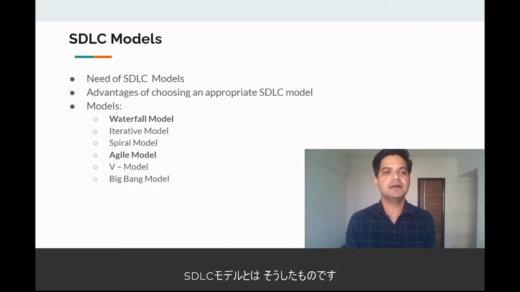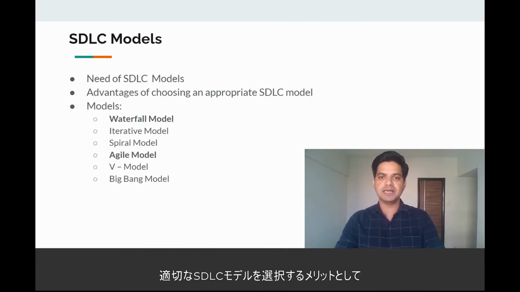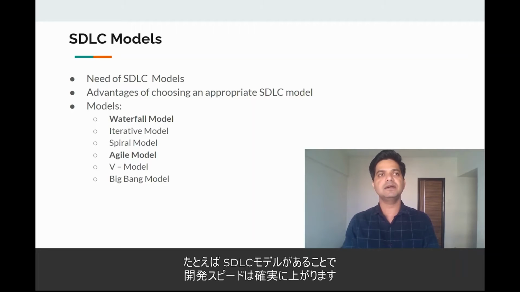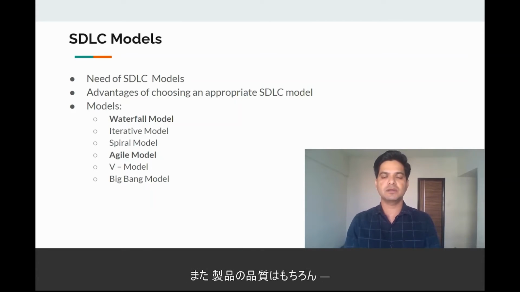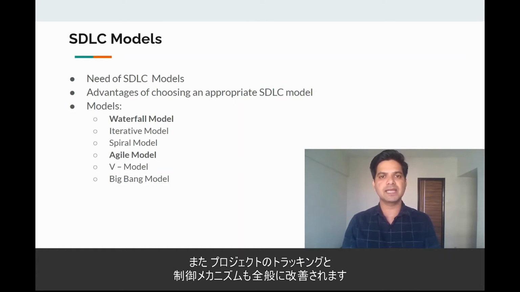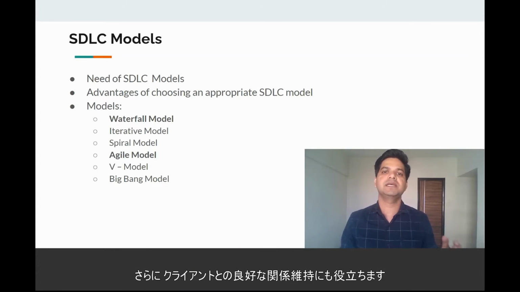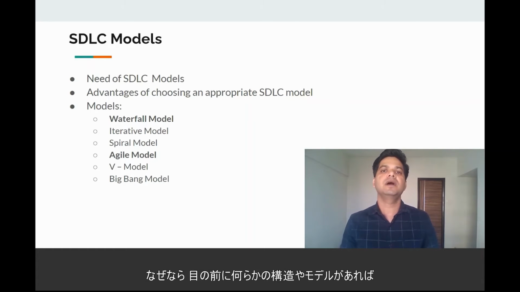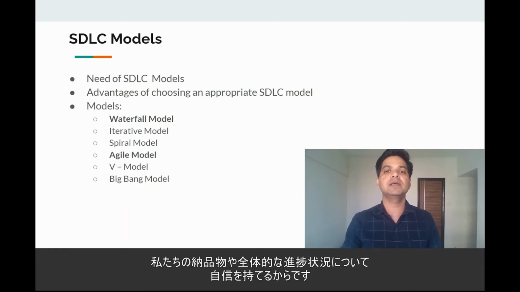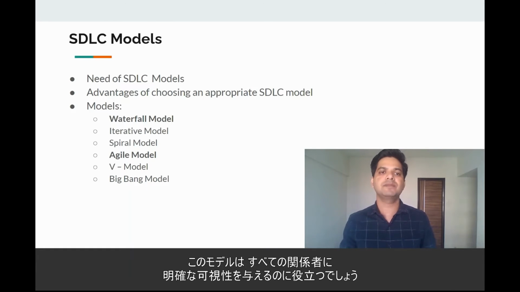Then what are the advantages of choosing an appropriate SDLC model? There are a few advantages which are very important in developing a software application. Because of the SDLC model, development speed definitely increases. Then there is confidence, as well as product quality. Product quality will be good if we follow the SDLC models. There is also improvement in the overall project tracking and control mechanism, and it helps us maintain good client relations, because with some structure, some model in front of us, the customer and all the stakeholders will be confident about the delivery and the overall progress that we are making. So that model will definitely help in giving clear visibility to all the stakeholders.